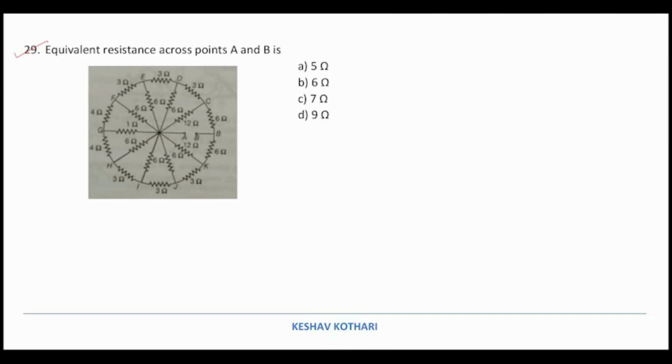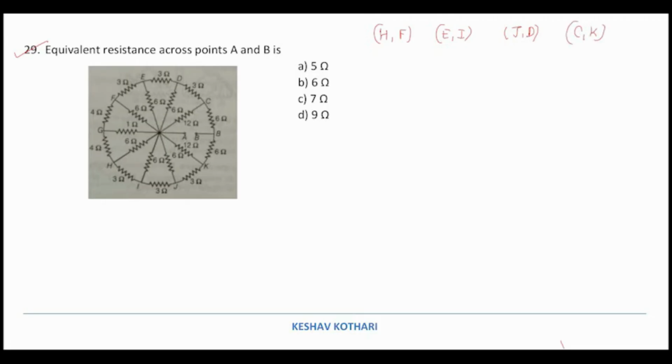and hence whenever I will be solving this circuit, we will find the equipotential nodes. So I can say that H and F are equipotential nodes, E and I are equipotential nodes, J and D are equipotential nodes, C and K are equipotential nodes.